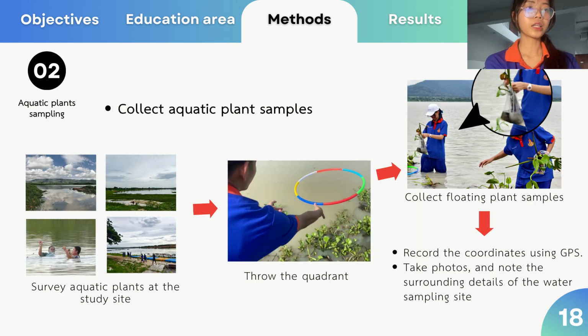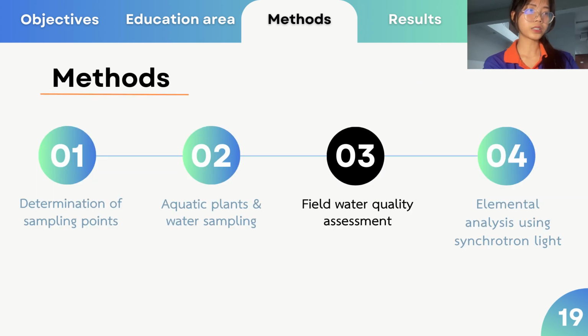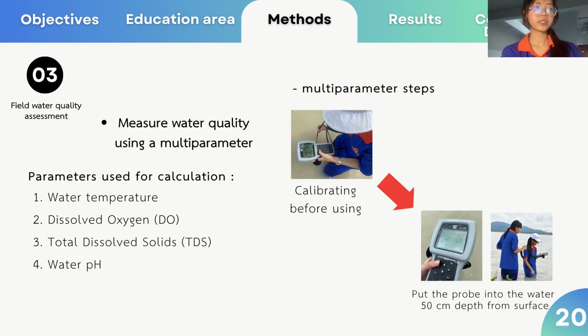2. Collect aquatic plant samples. Survey aquatic plants at the study site, then throw the quadrat to collect randomly. Collect floating plant samples. Besides that, record the coordinates using GPS, take photos and note the surrounding details of the water sampling site.